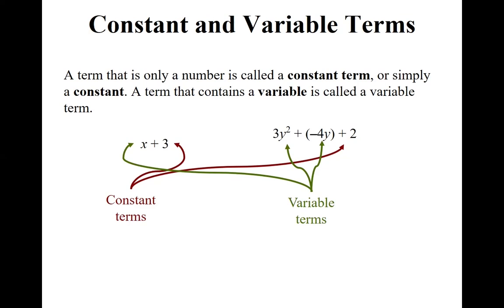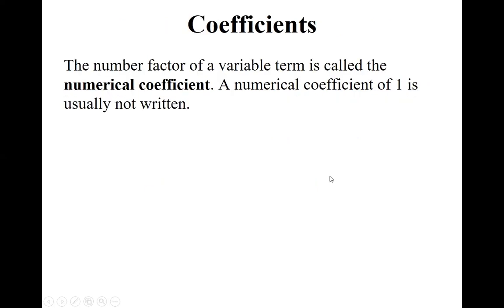Previously, you might have heard me talking about the number in front of the variable. In front of this x, we can imagine that there is a 1. 1x is a single x. 1 times x is x because anything times 1 is itself. We always write 1x as just x, but we know there's an imaginary 1 there. There's a 3 in front of this y squared. There's a -4 in front of this y. The number factor of a variable term is called the numerical coefficient. And like I said, the numerical coefficient of 1 is usually not written.